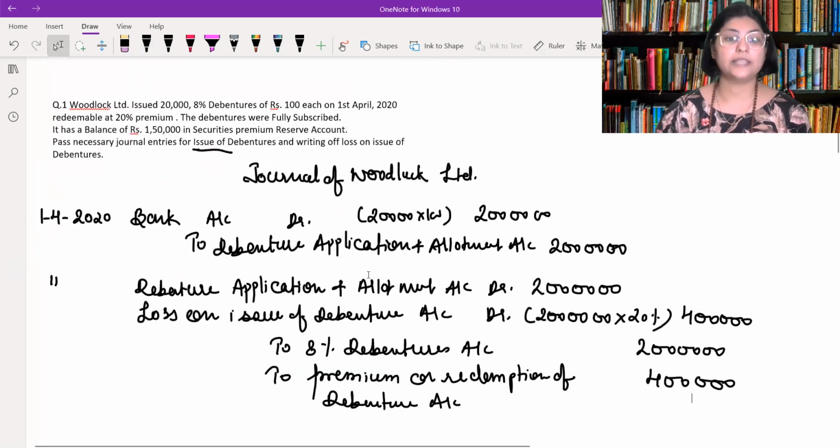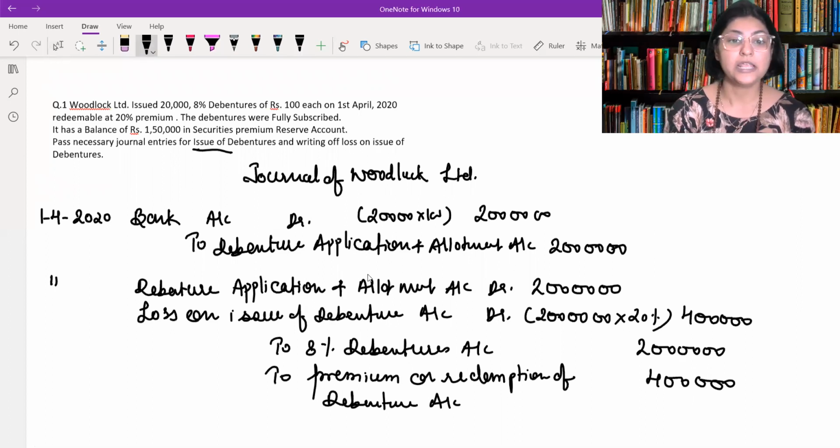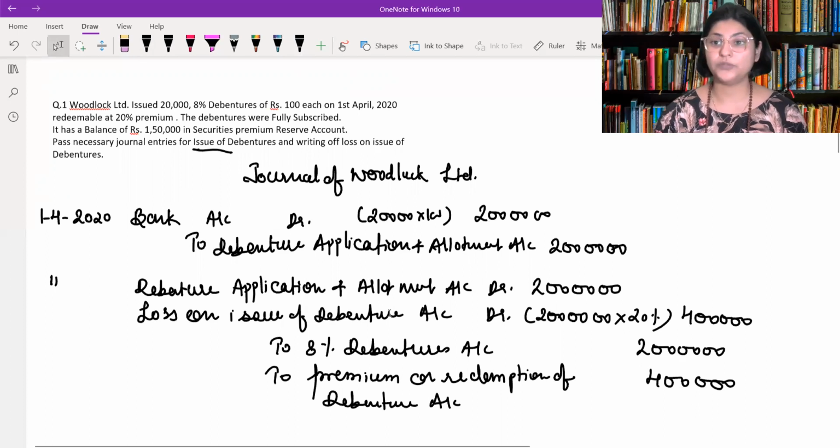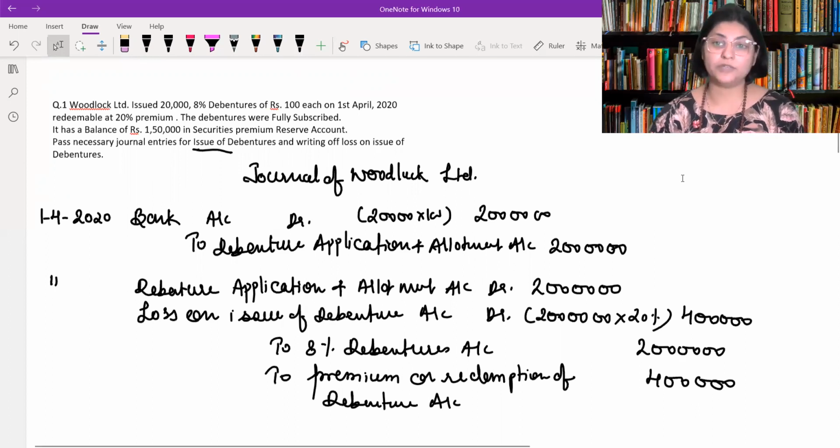Let us read what is written about the writing off of loss on issue of debentures. So this company is saying the debentures will be fully subscribed and it has a balance of 1,50,000 in securities premium reserve. Pass necessary journal entries for issue and writing off of the loss on issue of debenture. So since the question is not saying anything, what will be the assumption? Our assumption is that the company writes off the loss on issue of debenture in the year of issue itself. So from where can we write off this? We can write off this from two different places.